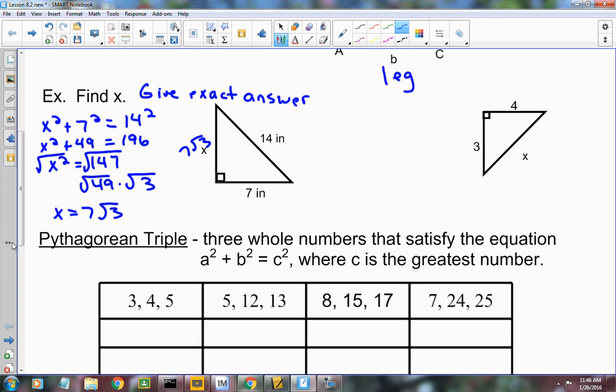Now on this next one, if I work it out, I know my two legs, and I'm looking for the hypotenuse. So I'm going to do 3 squared plus 4 squared equals x squared. And 3 squared is 9, 4 squared is 16, 9 plus 16 is 25. Take the square root, and x is 5.